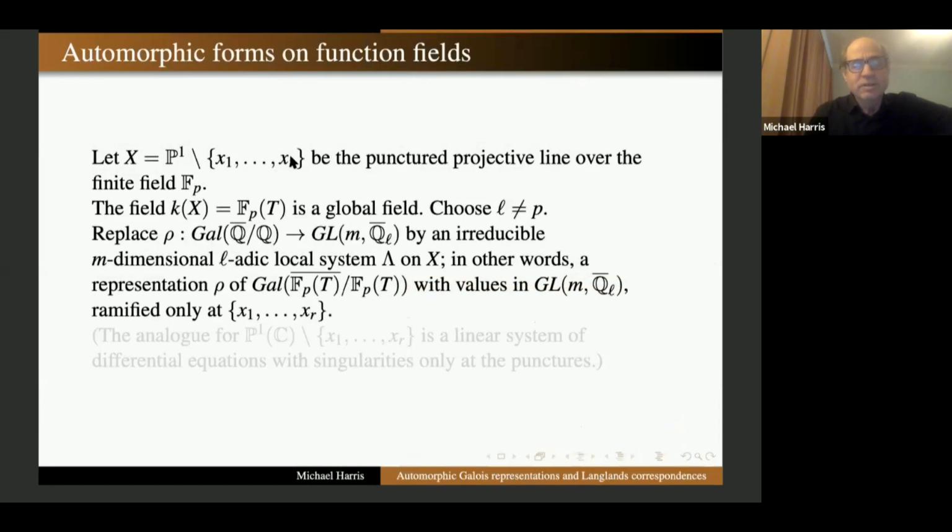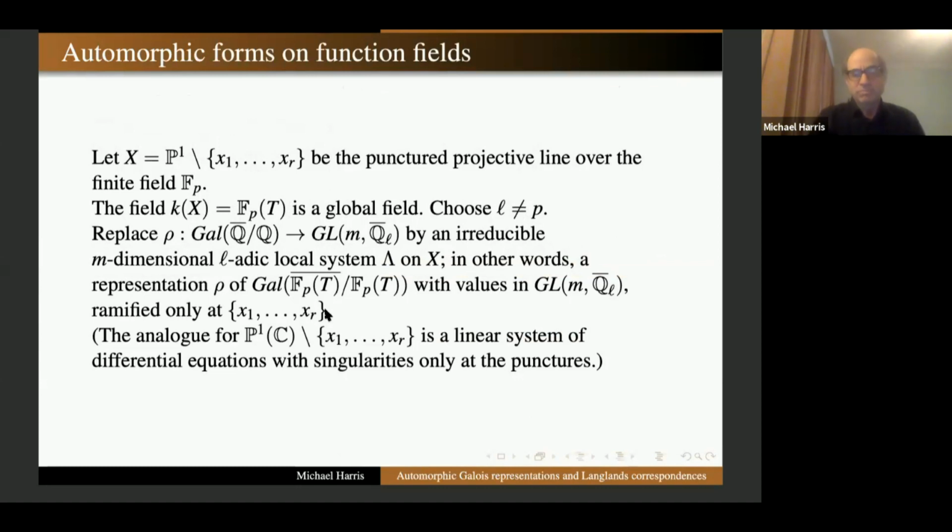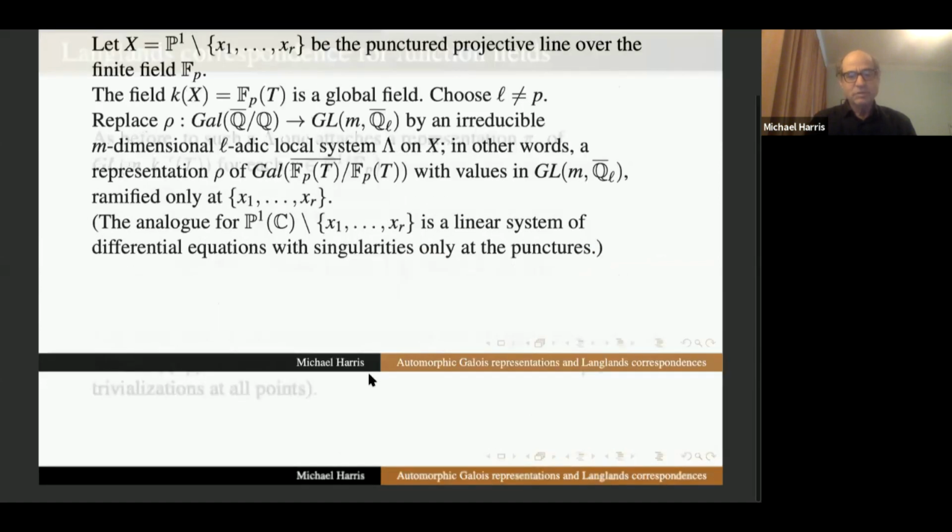And because we have punctured it, we're assuming that this is ramified only at the points we removed. It's a local system. It has ramification. That is to say, the inertia groups at these points may have a non-trivial image, rho of the inertia group at xi may be non-trivial. The inertia groups at the other points act trivially. And to return to complex geometry, the analog is a linear system of differential equations with singularities only at the punctures. That's the Riemann-Hilbert correspondence. All right.